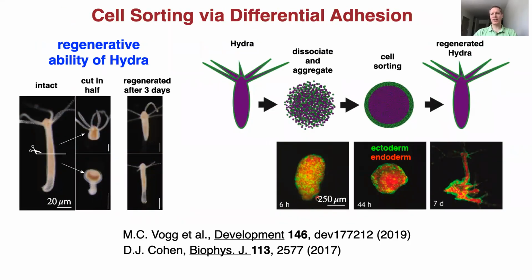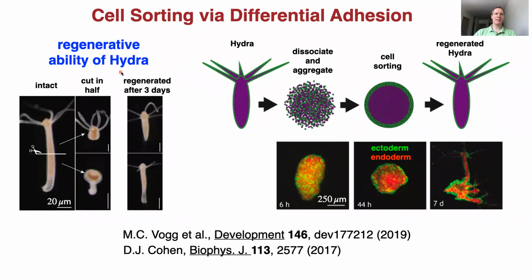So this phase separation also appears in other contexts. Here you have an example of cell sorting in an organism called Hydra. The reason why these cells sort is just like in a phase separation: there's differential adhesion. The purple and green cells have different amounts of stickiness to cells of the same type and cells of different types. And as a result, they phase separate.